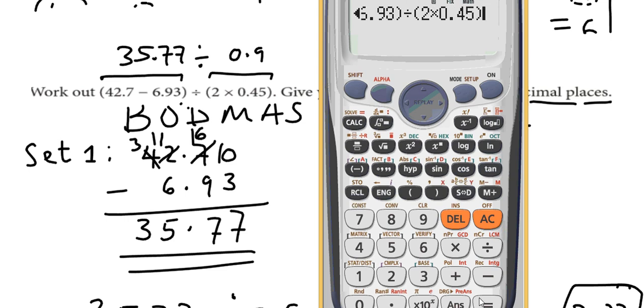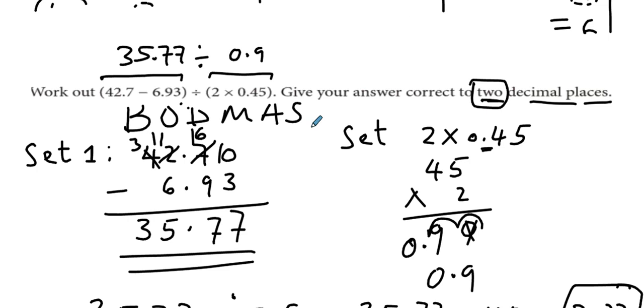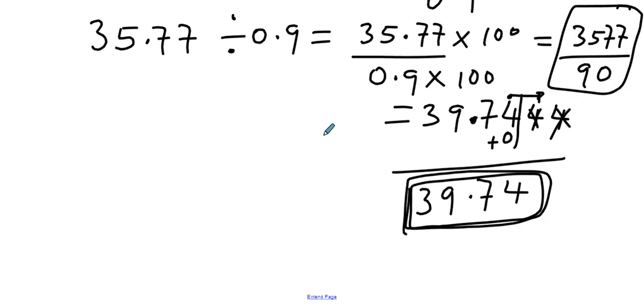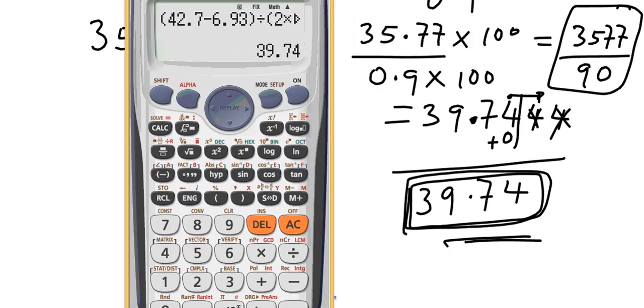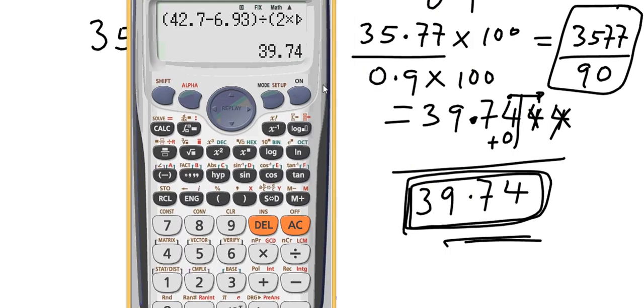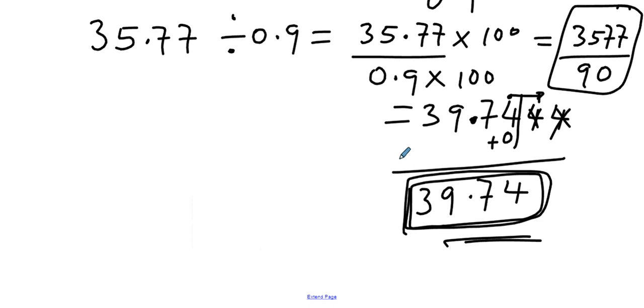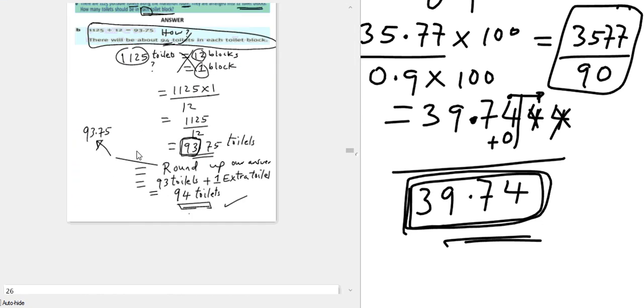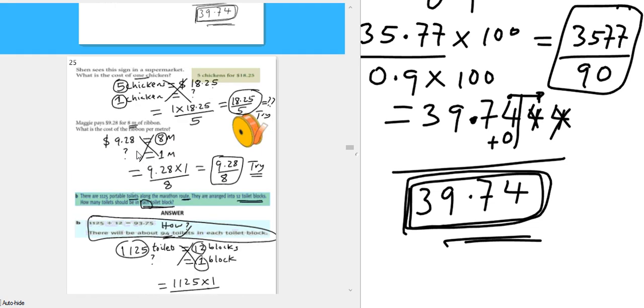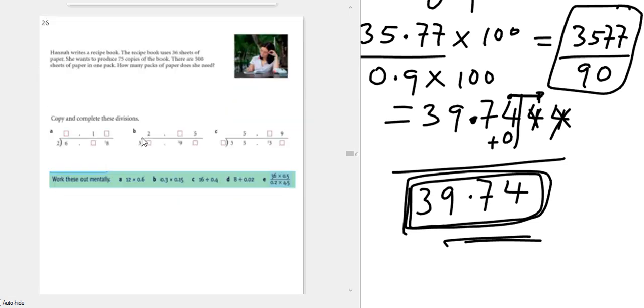See that? It is equal to, can you see that? 39.74. 39.74 is the answer we got here. And this is what you can see on the calculator. 39.74, 39.74. I hope that helps. Let us continue.